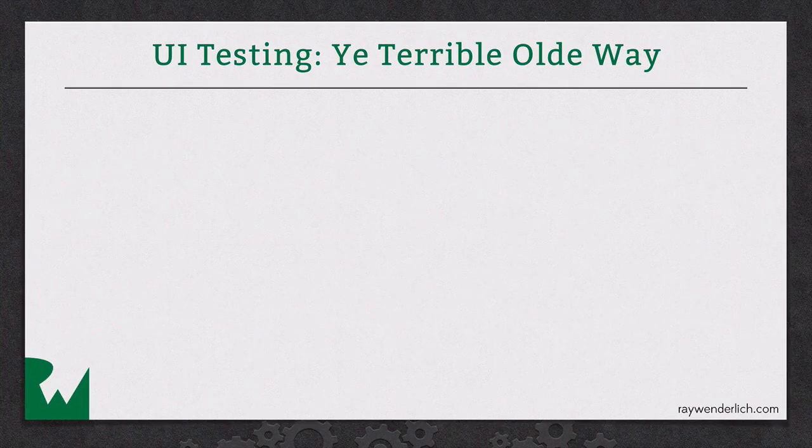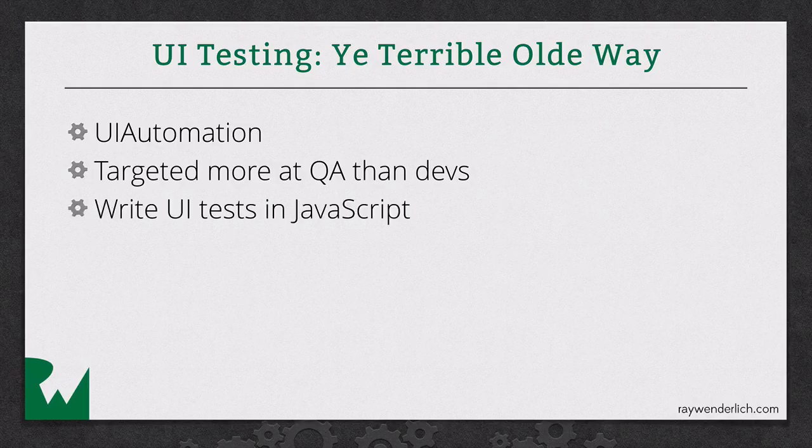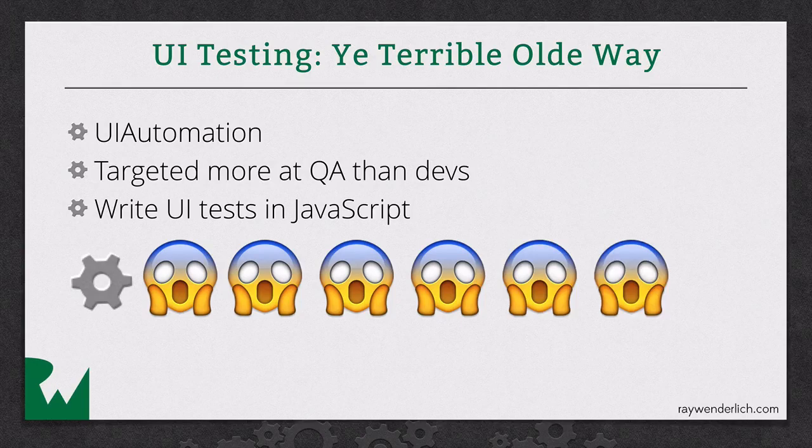So the terrible old way was a library called UI Automation, and it was built by Apple to facilitate user interface testing, and that was the good news. It was targeted more at QA than developers, and because of this, it was written in JavaScript. And you had to write every single test in JavaScript, and you know, why would Apple do that? That's crazy, because JavaScript is horrible.